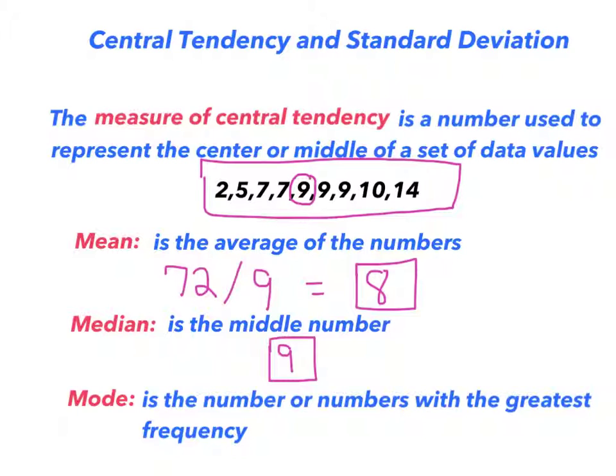The mode, remember, is the number or numbers with the greatest frequency, or the one that occurs the most often. So if we look at our set of data values, 9 occurs 3 times, so it is the mode. Now remember, we can have more than one mode. For example, if we had another 7 in this set, then 7 would occur the same amount of times as 9, so 7 and 9 would be the mode. Or you might have no mode because all the numbers might occur the same amount of times.